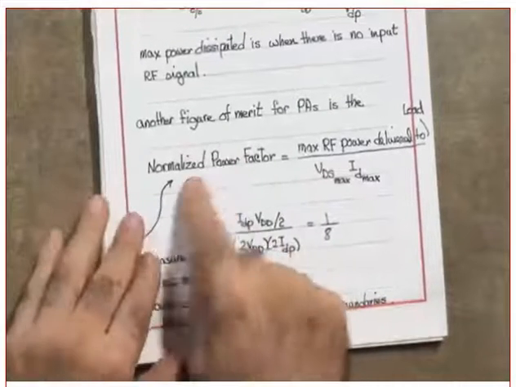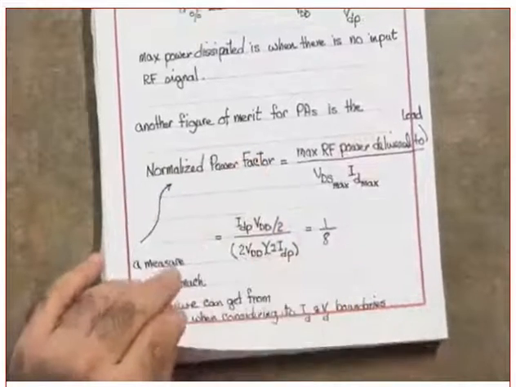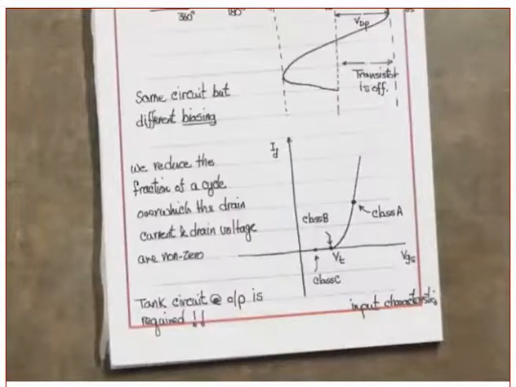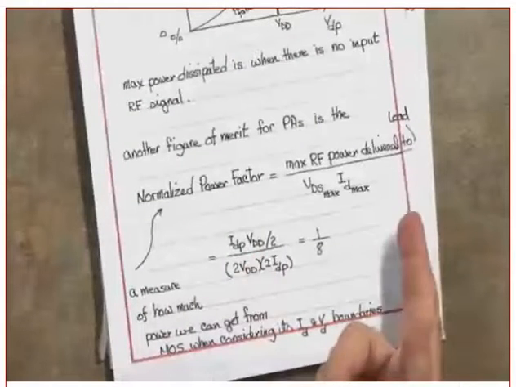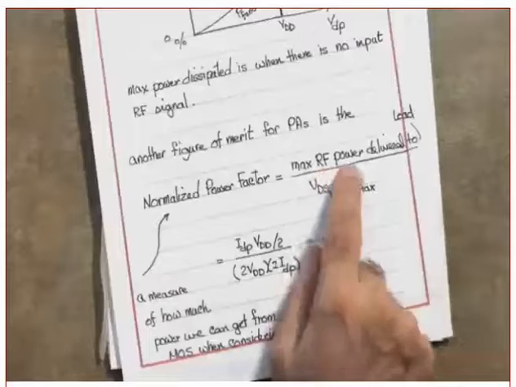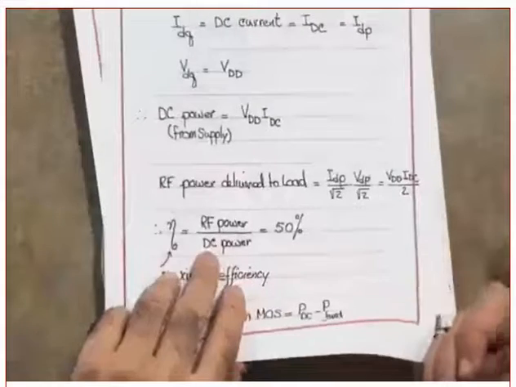So don't forget this. This one also is used. It's the normalized power factor. They call it NPF. NPF stands for normalized power factor. Is there a relation between the normalized power factor and the power efficiency? They are related because they do have one term in common, which is the maximum RF power. Are you following me on that? The maximum RF power is the same in both cases.